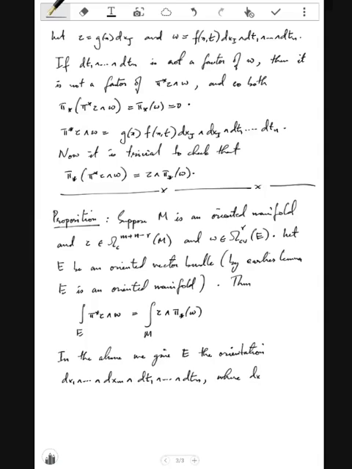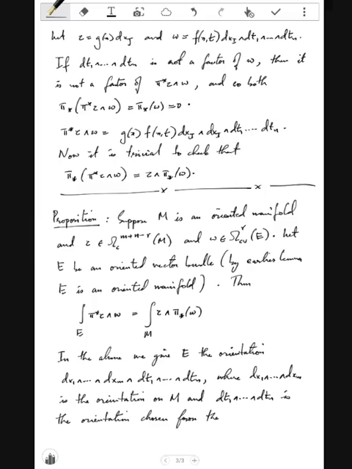where dx_1 through dx_m is the orientation on M, and dt_1 through dt_n is the orientation chosen on the fibers of E.